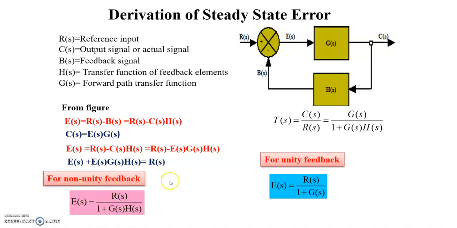So for non-unity feedback, whereas in the unity feedback system, put H of s equal to 1. That is, E of s is equal to R of s divided by 1 plus G of s.